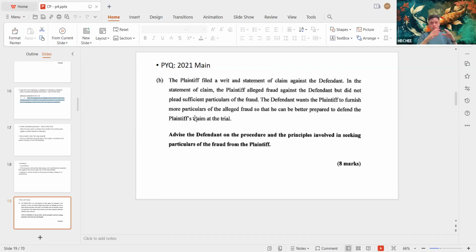He already put the statement, he already put the allegation for fraud, but just that the allegation or the particulars are not sufficient. That is the reason why the defendant is going to ask him to provide or furnish more particulars.